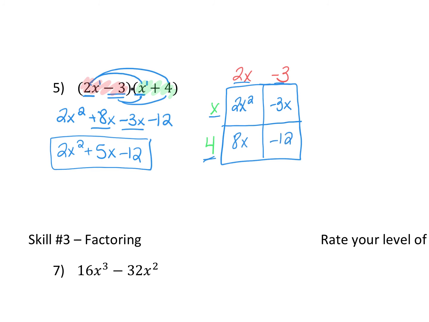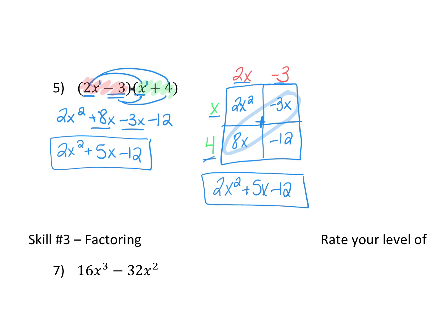And then just like before, I can see that I have an 8x and a negative 3x. So when I go to write my final answer, I'm going to have 2x squared. I'm going to add those guys together. So plus 5x minus 12. Notice we get the same answer. We're just using two different methods or two different organizations in order to multiply.